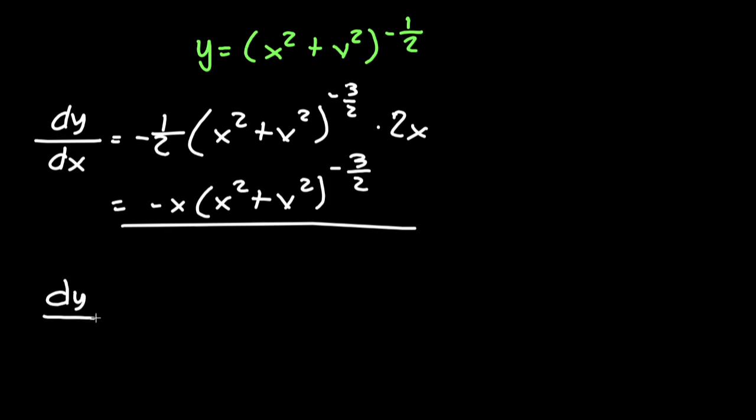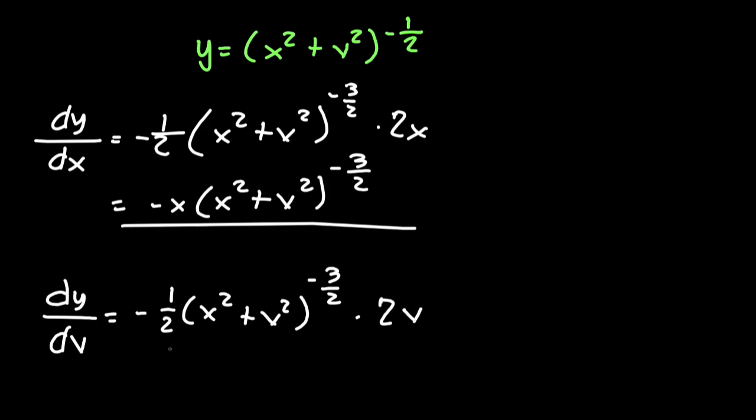Taking the derivative of y with respect to v, same thing, take first the derivative of this. So this would be negative 1/2 multiplied by x squared plus v squared raised to the power of negative 3 over 2, and multiply this by the inner function, x squared plus v squared. This time x here is a constant, so just focus on v squared. Derivative of this would be 2v.